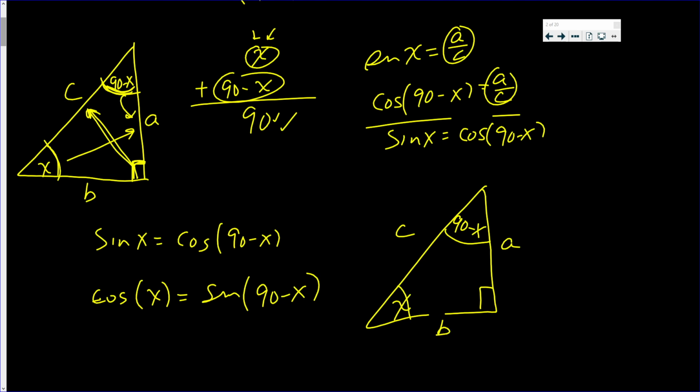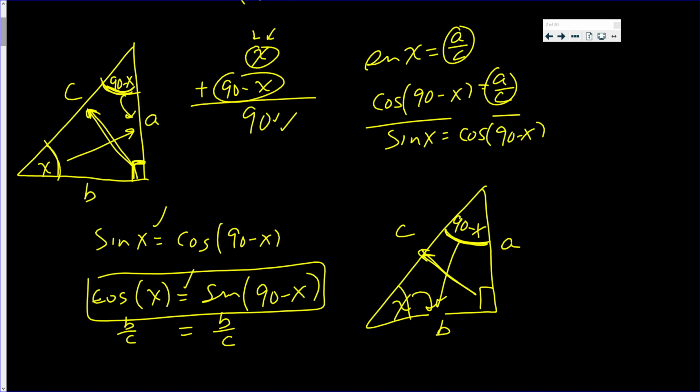The cosine of x is adjacent over hypotenuse. It's b over c. The sine of 90 minus x, the sine of this angle, is opposite, which is b, divided by the hypotenuse. Ooh, they're equal. So yes, this is true.